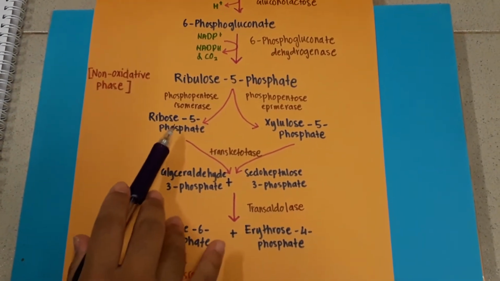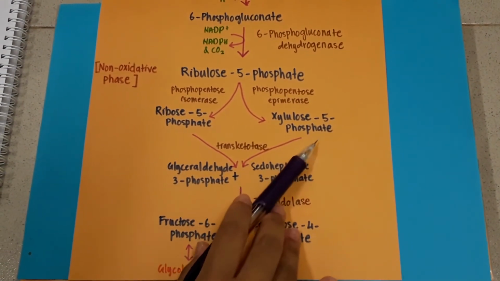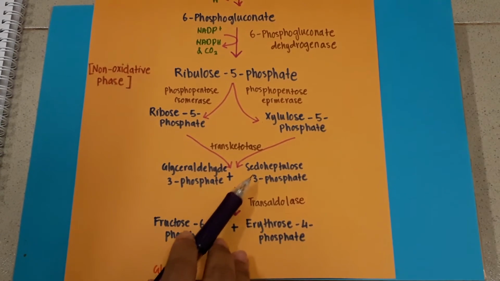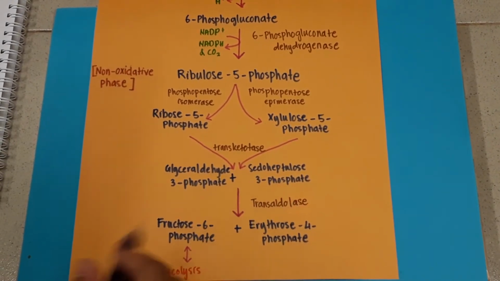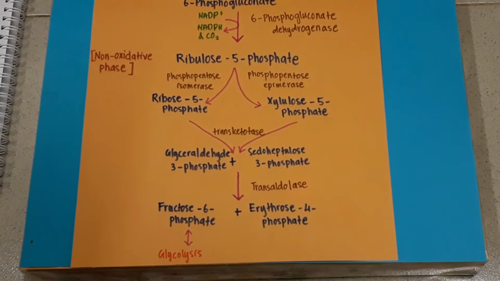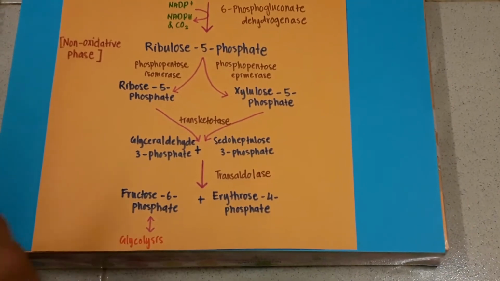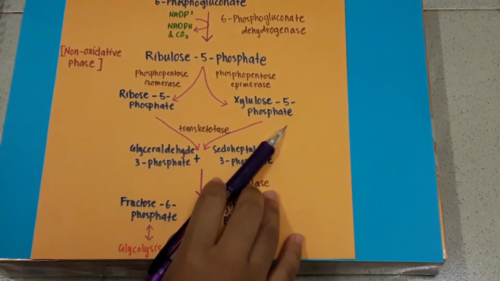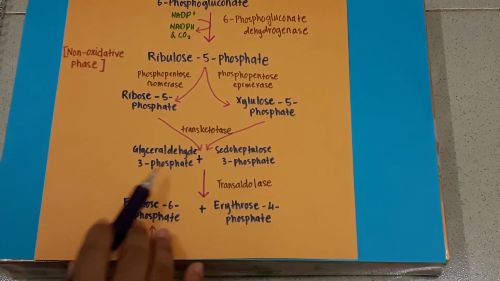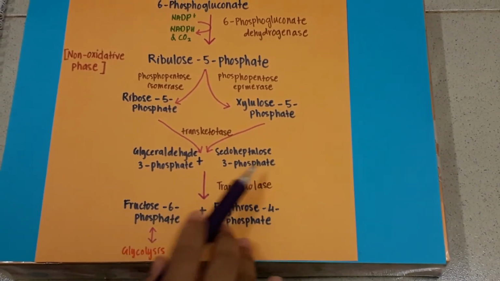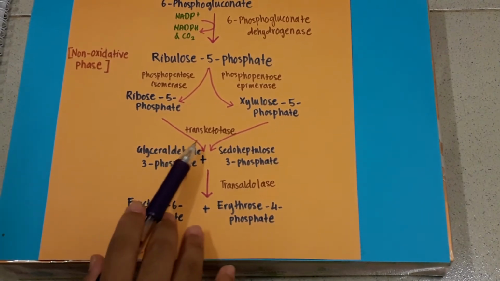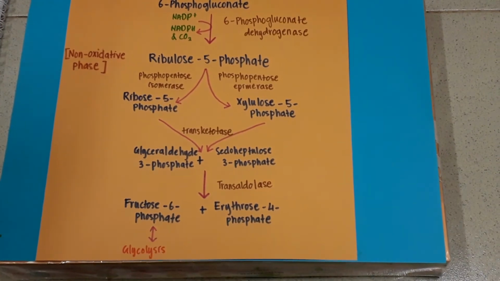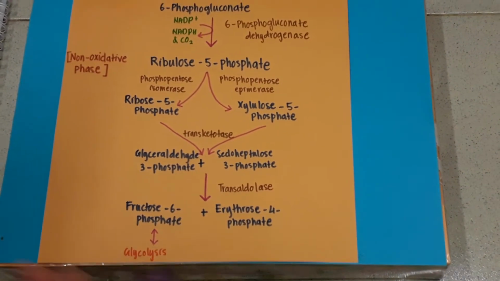When the ribose 5-phosphate reacts with the xylulose 5-phosphate, it gives glyceraldehyde 3-phosphate and sedoheptulose 7-phosphate in the presence of transketolase to form the products. Simply, this is a 2-carbon shifting mechanism.